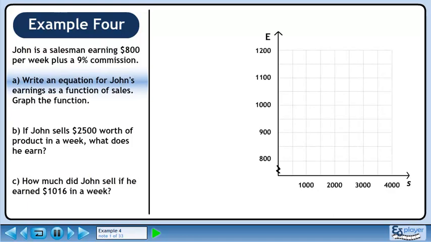John is a salesman earning $800 per week plus a 9% commission. In Part A, write an equation for John's earnings as a function of sales. Graph the function.